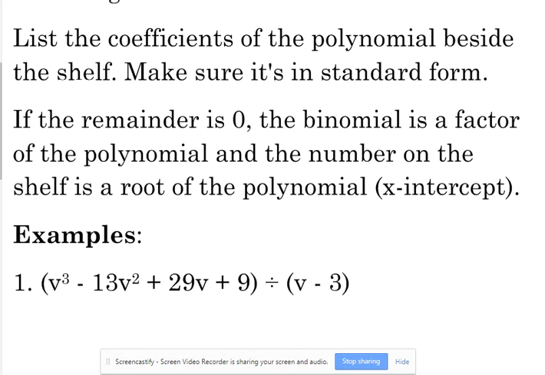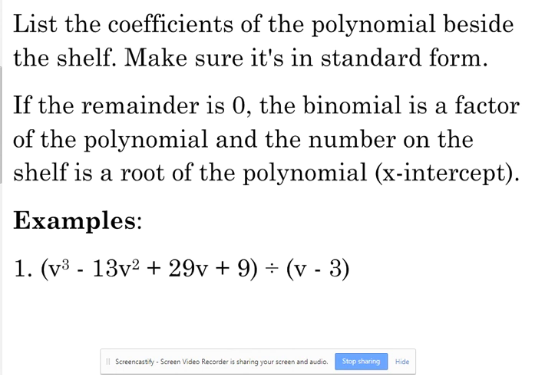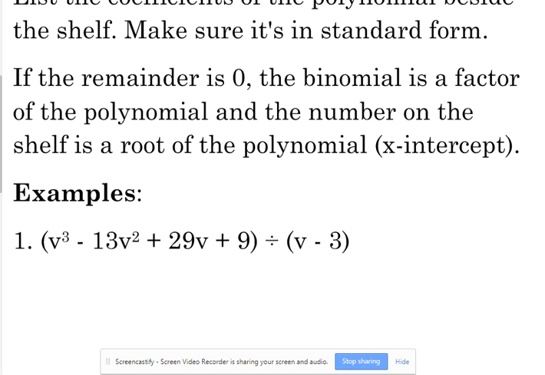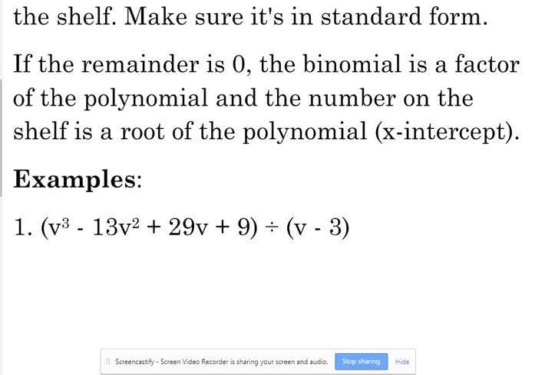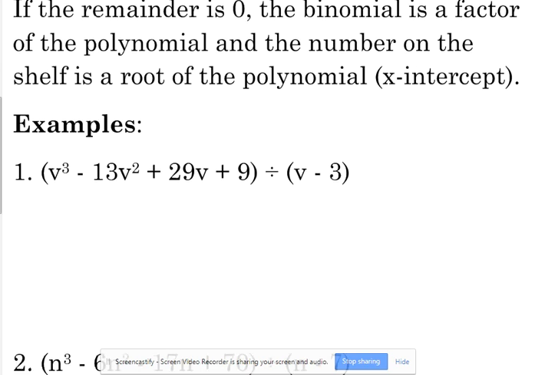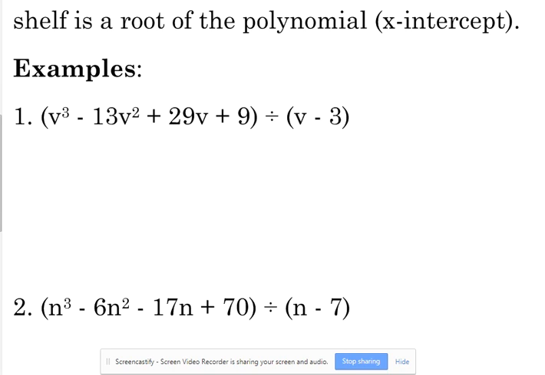And then if the remainder is 0, this is just kind of a side note, the binomial is a factor of the polynomial, and the number on the shelf is a root of the polynomial or an x-intercept. I'll explain that once we do an example here. Okay, so let's look at example number 1. We are dividing by v minus 3. So we set v minus 3 equal to 0 and solve for v. So 3 goes on the shelf. Okay, that's what the shelf looks like. It's a backwards L.